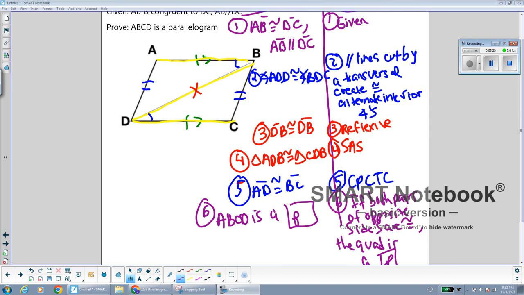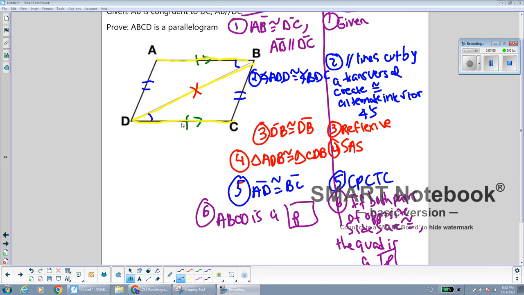So here we have the proof, and notice that at the end we ultimately prove that ABCD is a parallelogram, because if both pairs of opposite sides are congruent, then the quadrilateral is a parallelogram. So what we have shown here is that if we start with the information that just one pair of sides, here it was AB and DC, are both congruent and parallel, that's enough to prove that we have a parallelogram.